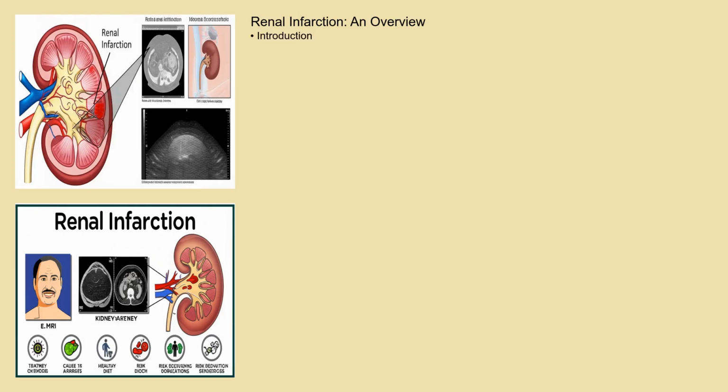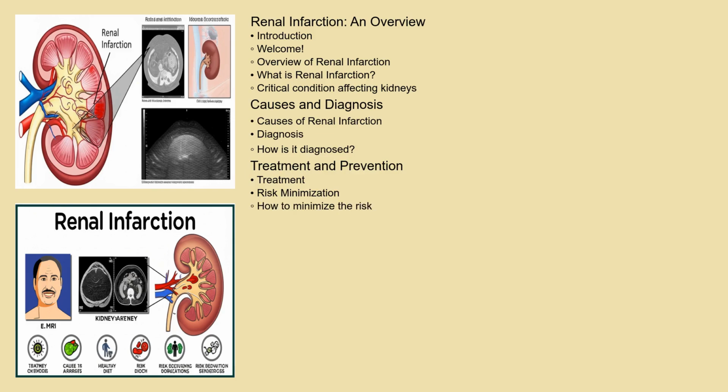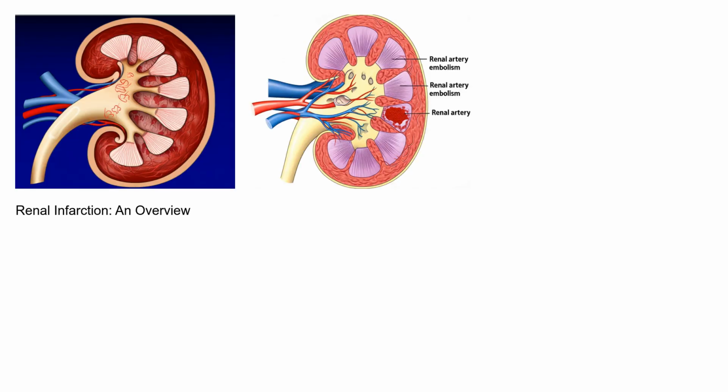Hello and welcome. Today, we're diving into a critical condition affecting the kidneys, renal infarction. We'll explore what it is, what causes it, how it's diagnosed, treated, and ultimately, how we can minimize the risk. Renal infarction occurs when the blood supply to the kidney is abruptly interrupted.